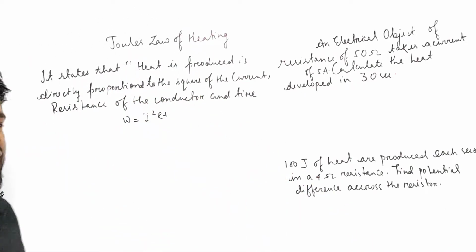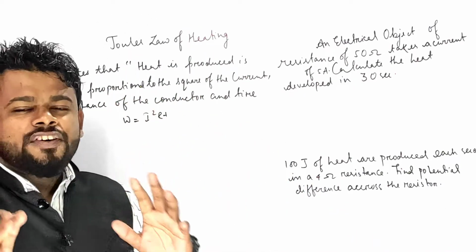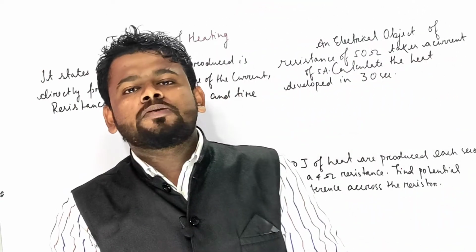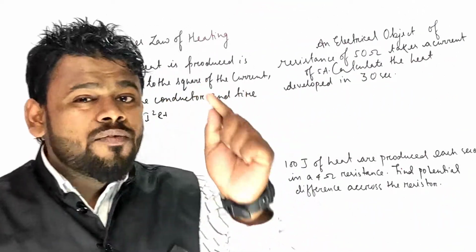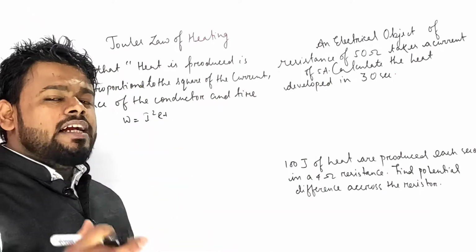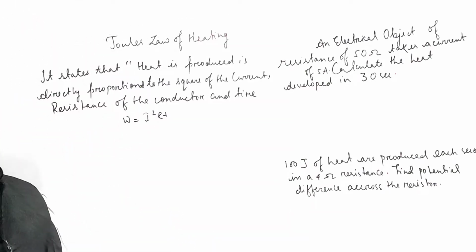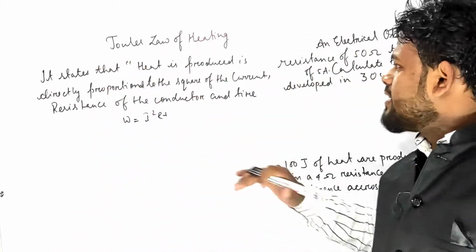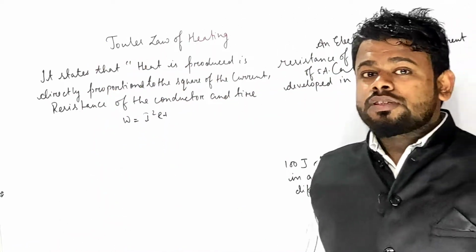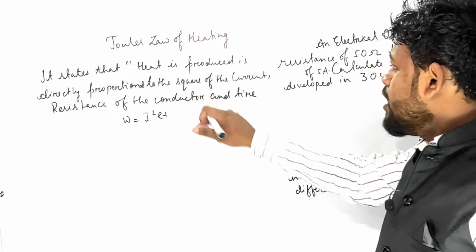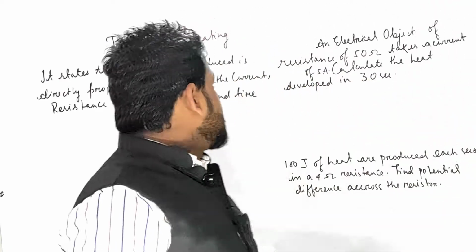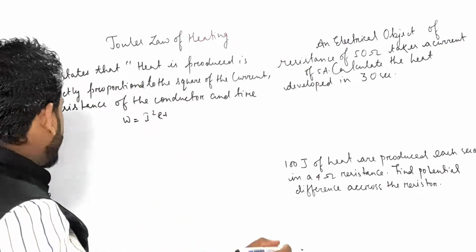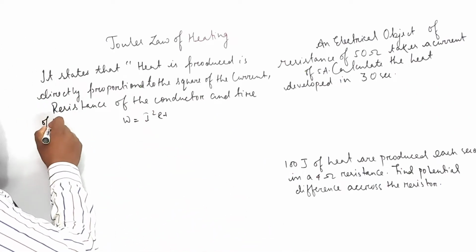Coming to lecture number 5, the very first question, a CBSE ICSE favorite question that generally comes for 1 mark, is: state Joule's law of heating. What do you mean by Joule's law of heating? It states that the heat produced is directly proportional to the square of the current, the resistance, and the time of the flow of current.